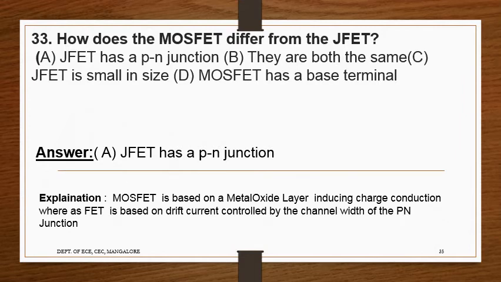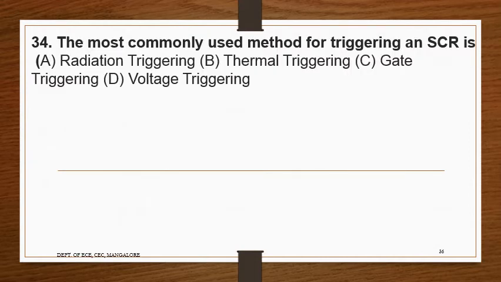So MOSFET, it implies, is based on metal oxide layer that induces charge conduction, whereas JFET is based on drift current, which is controlled by the channel width of the PN junction.